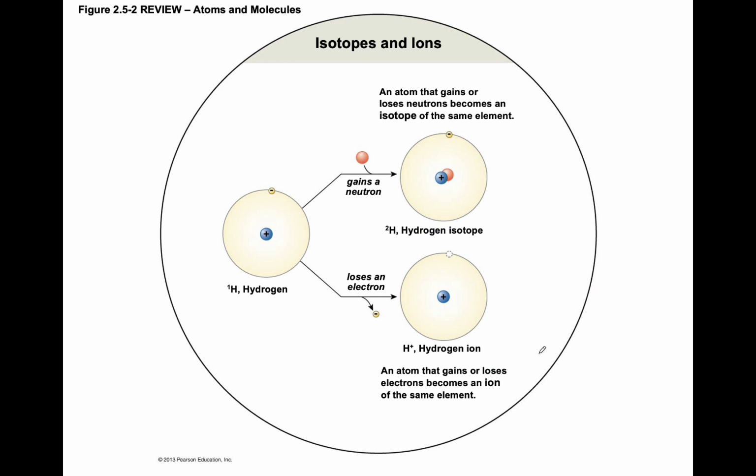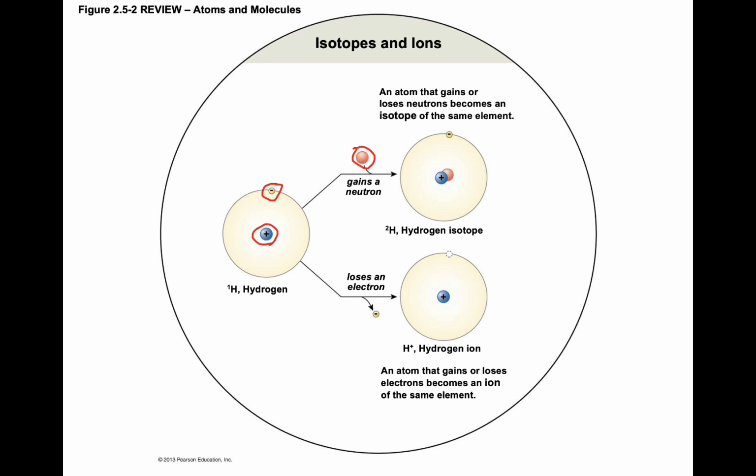So, what if you have an element and you give it some neutrons or you take away some neutrons from it? For example, you have a hydrogen element. Normally, hydrogen has 1 proton and 1 electron. This is a normal hydrogen from the periodic table. Hydrogens by themselves generally do not have neutrons. But what if I wanted to give it a neutron?